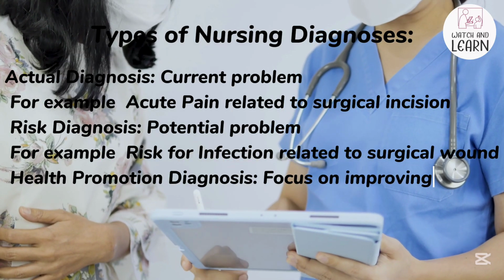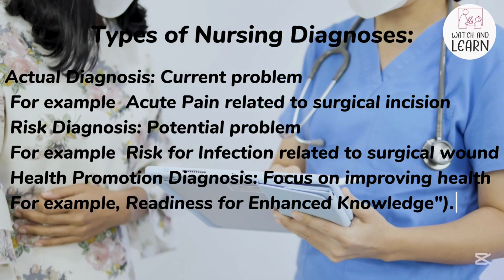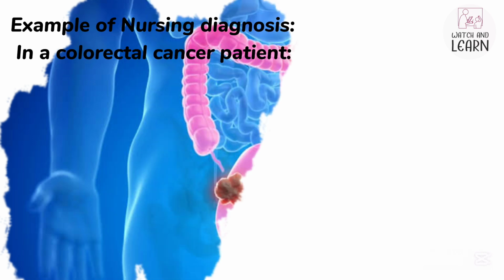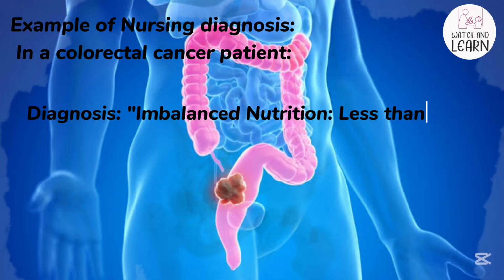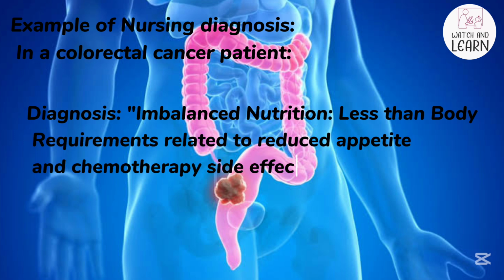Health promotion diagnosis: focus on improving health, for example, readiness for enhanced knowledge. Example of nursing diagnosis in a colorectal cancer patient. Diagnosis: imbalanced nutrition, less than body requirements related to reduced appetite and chemotherapy side effects.